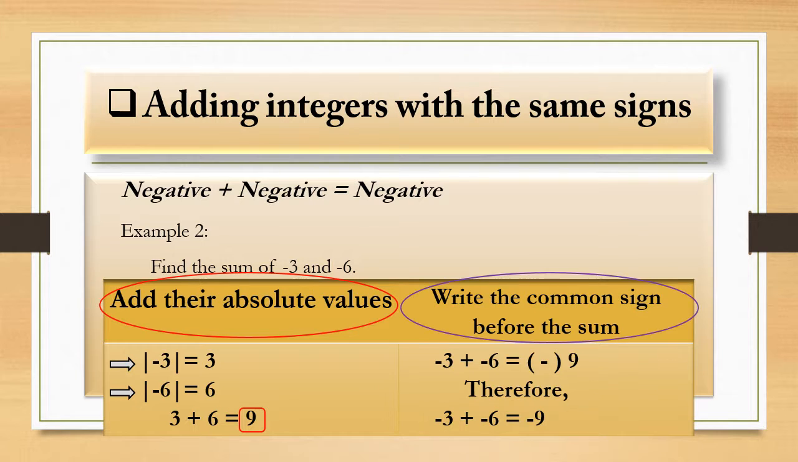Next, let's write the common sign before the sum. Since negative 3 and negative 6 are both negative, the common sign is also negative. Therefore, negative 3 and negative 6 when added is equal to negative 9.